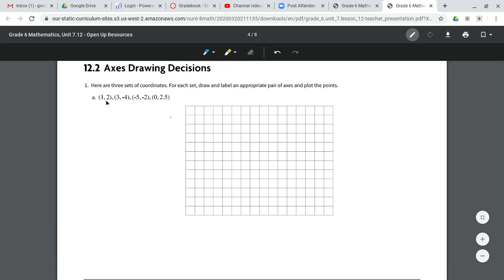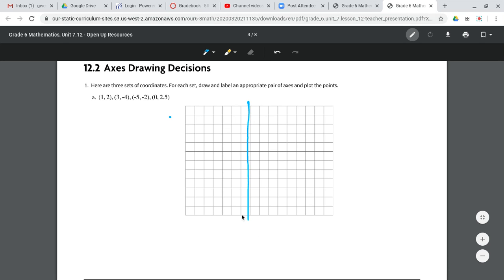Okay, so if we look at our data, we've got the point 1, 2, the point 3, -4, the point -5, -2, and the point 0, 2.5. So if we think about the set of data that we have, it's fairly close together. We're just going up for the most part within ones. We're not jumping very far in our data. And we have both positives and negatives involved. So we need to have all 4 quadrants when we draw this out. So I'm just going to draw it right here. My blue line is a little bit off of the actual line on this graph.